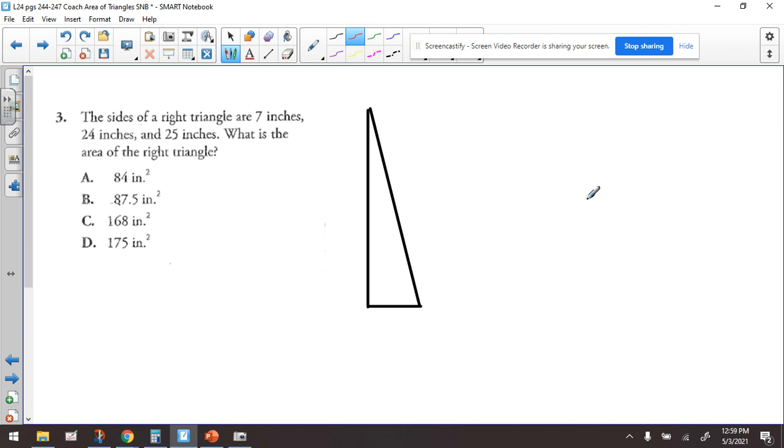We're taking a look at question number 3. The sides of a right triangle are 7 inches, 24 inches, and 25 inches. What is the area of the right triangle?